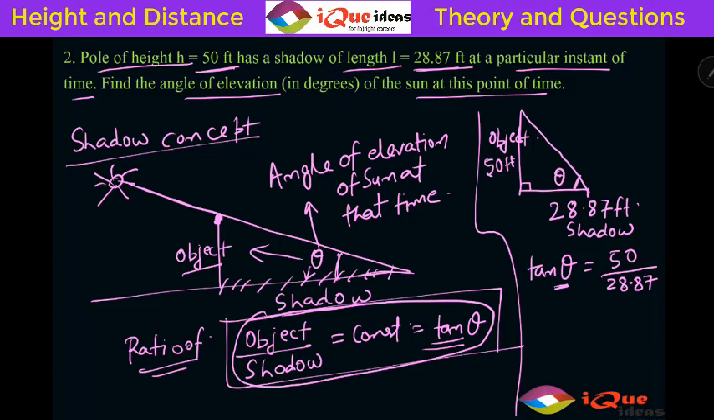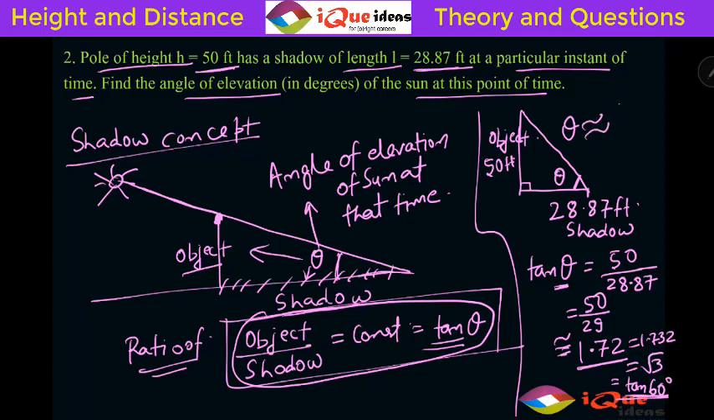Now we can do some approximation. We can take it as 28.9, or we can take it as 29. So it is 50 divided by 29. If you simplify, it will come out to be 1.72 approximately. Here we have done slight approximation, that is why we are getting this value. This is very close to actually 1.732, which is root 3, and root 3 is equal to tan 60 degree. Now what does it mean? It means in this case theta is very close to 60 degree.